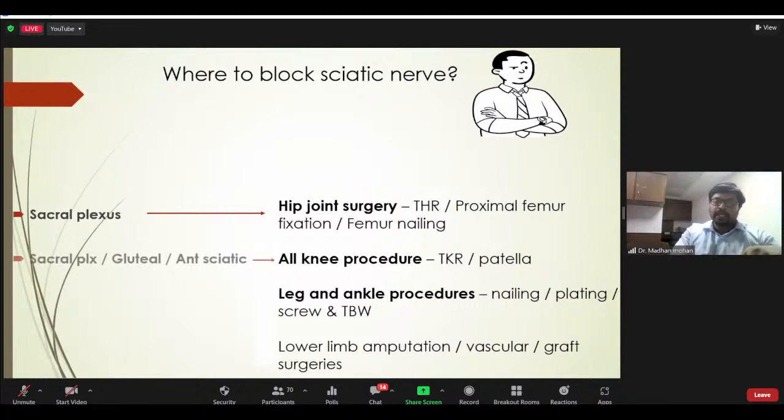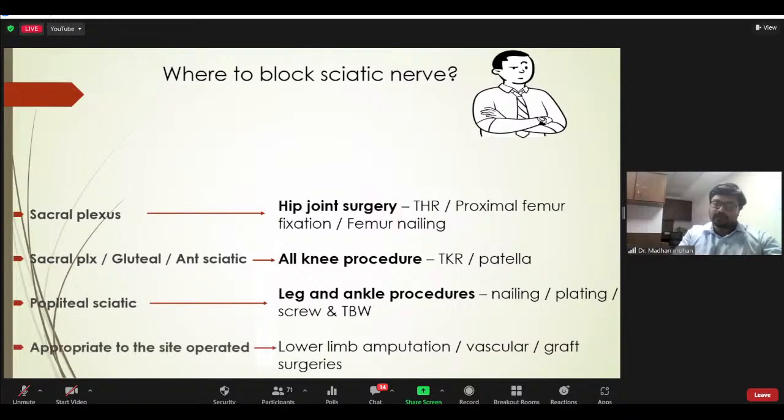For the knee procedures, you can go for sacral plexus or gluteal level, or anterior sciatic is also fine. Coming to leg and ankle procedures, as I said, popliteal sciatic will be more than sufficient for the surgery as well as for anesthesia.